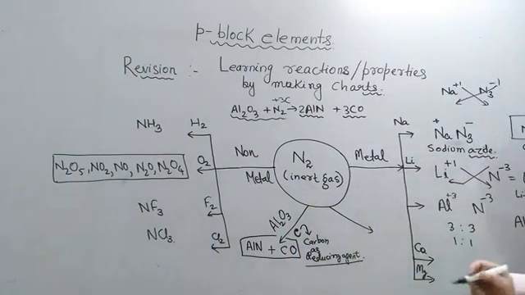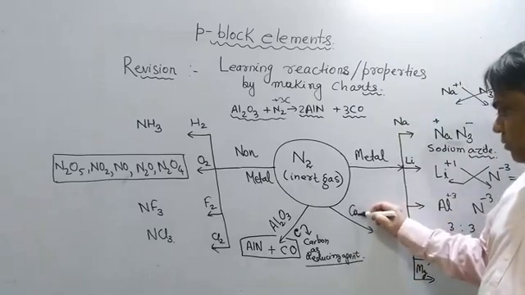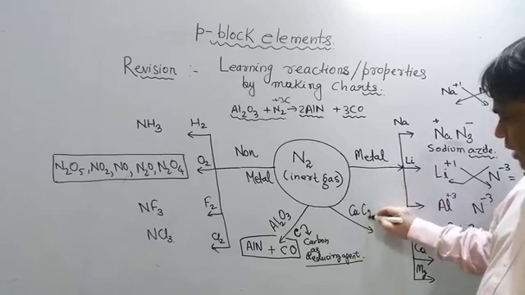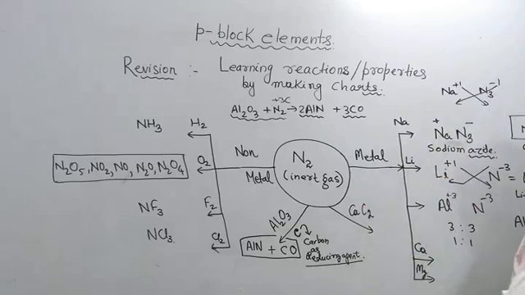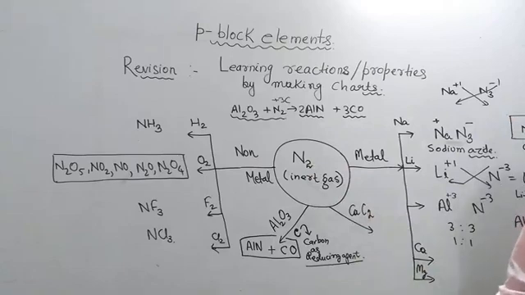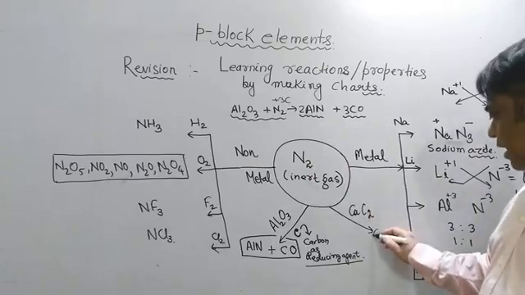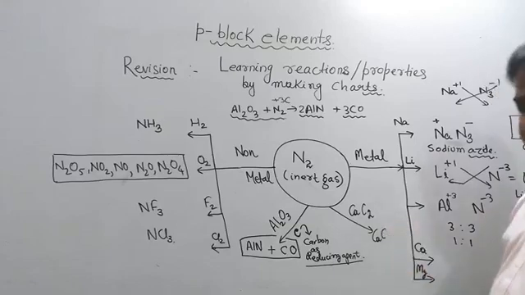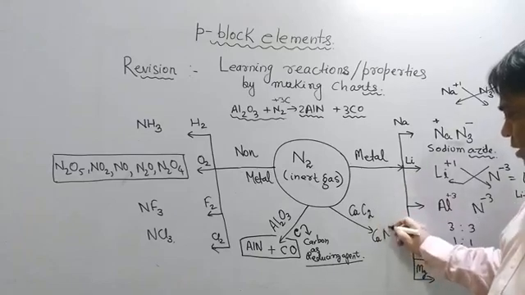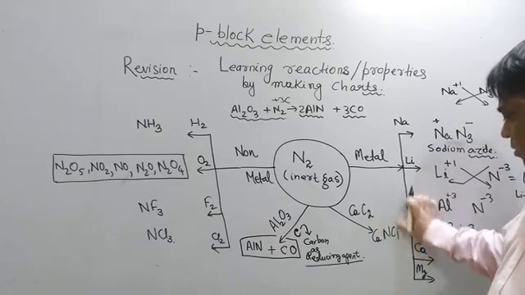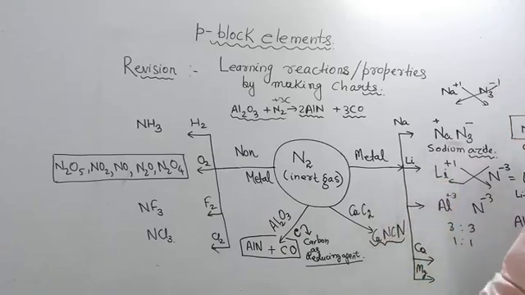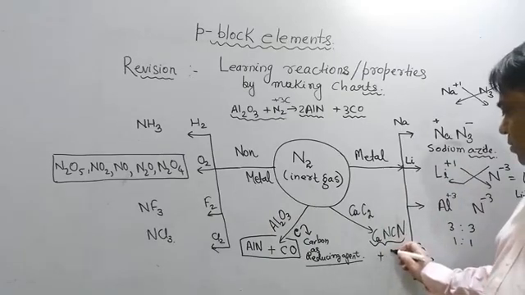There is one more kind of reaction in which you can take calcium carbide, CaC2. This is calcium carbide. With calcium carbide, it forms calcium cyanamide, CaCN2 or CaNCN. Calcium cyanamide is formed and carbon becomes free in this case.